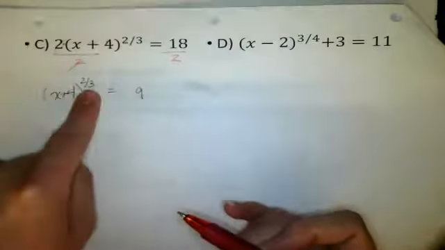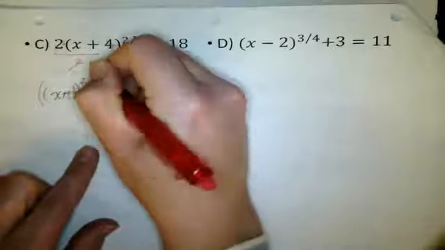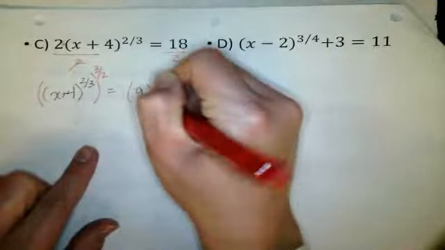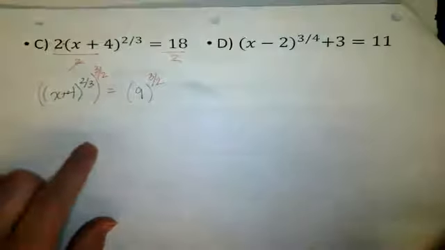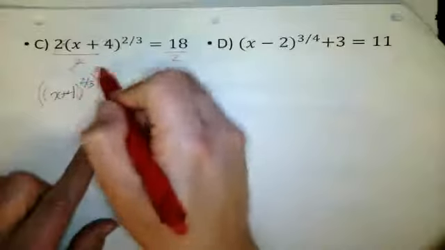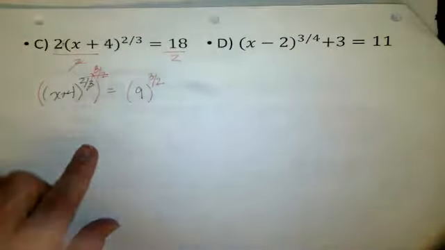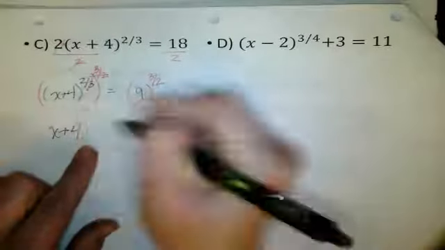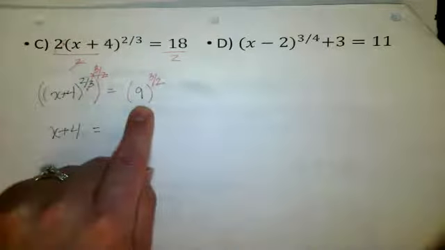Good. Now how do we get rid of our power? Reciprocal. Yes, a reciprocal power. 3/2. We're going to do a power of 3/2 on both sides. On the left, we get 6/6, which is 1, so that goes away. We get x plus 4. Now, what do I need to remember on the right side here?